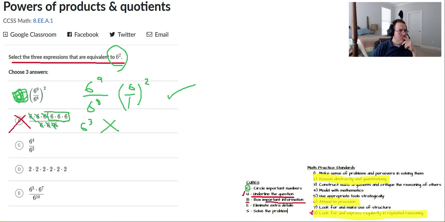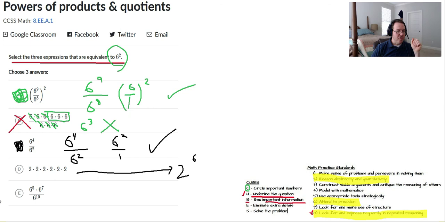Okay, so 6 to the 4th. This is another canceling problem. So if I've got 6 to the 4th over 6 to the squared, that's 2 sixes on bottom and 4 sixes on top, which means I can cancel out 2 from each. So I'm going to be left with 6 squared. That's a 2 over 1. So that's good. 2 times 2 times 2. Okay, this is 2 to the 6th power. Cheeky. Not going to fall for it. Nope. Not you.